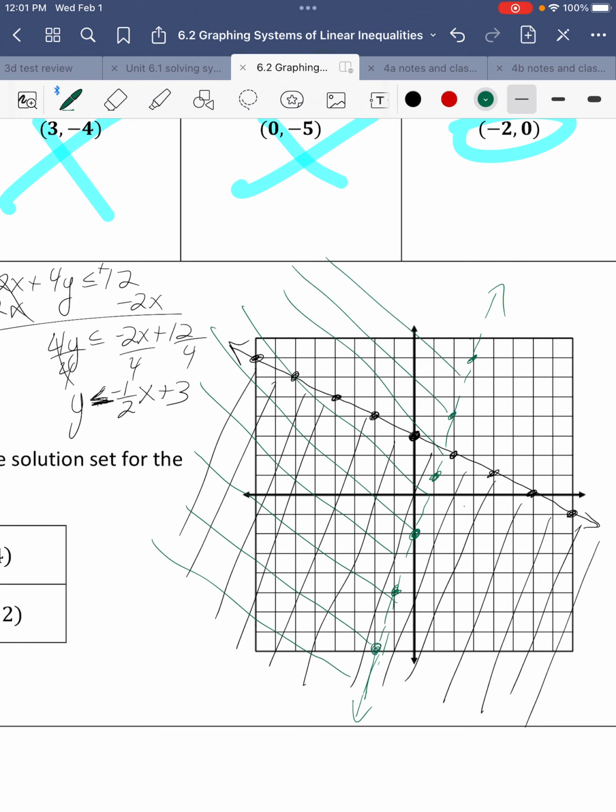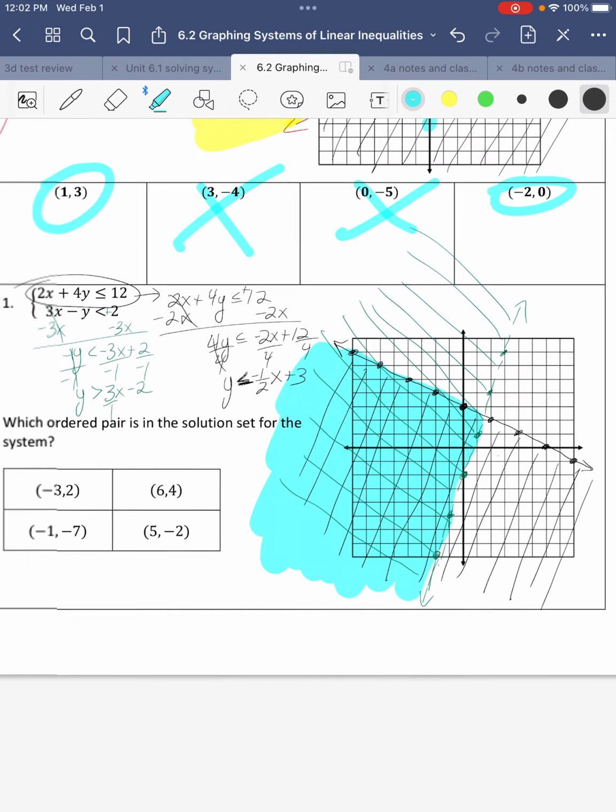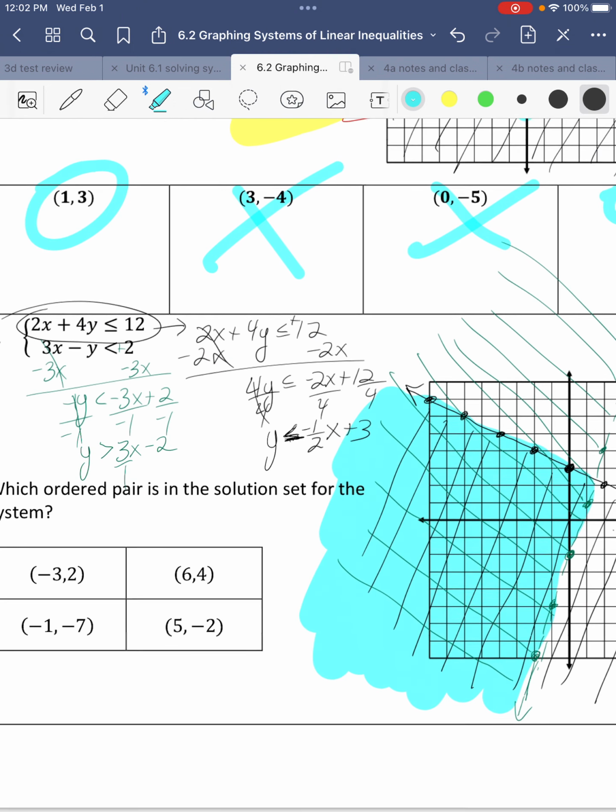I'm going parallel or perpendicular to then see where it creates a checkerboard pattern. Pretty easy to see. It creates a checkerboard pattern right in here. Those are the solutions. Anywhere not on the dash line, solid line included, but anywhere in here is the solution. So which ordered pair is the solution to the set?